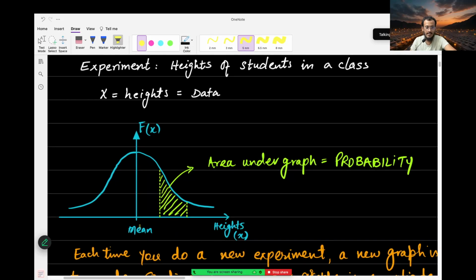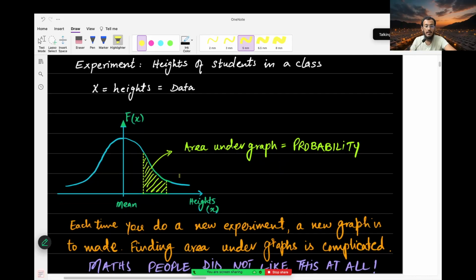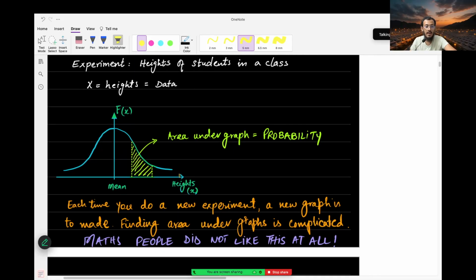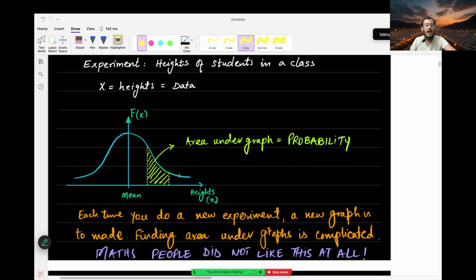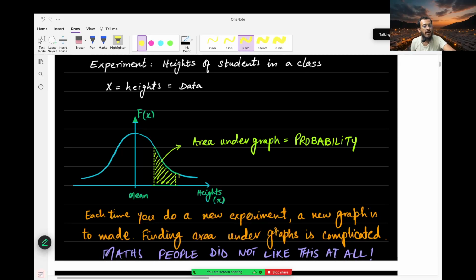So this is how we represent heights data, and this is the mean, this is the function of x, and we know that the probability is the area under the graph. Now here is the problem with this. Every time you do a new experiment, a new graph has to be made. Finding area under graphs is complicated, isn't it? Each time you have to create a new graph and stuff like that.